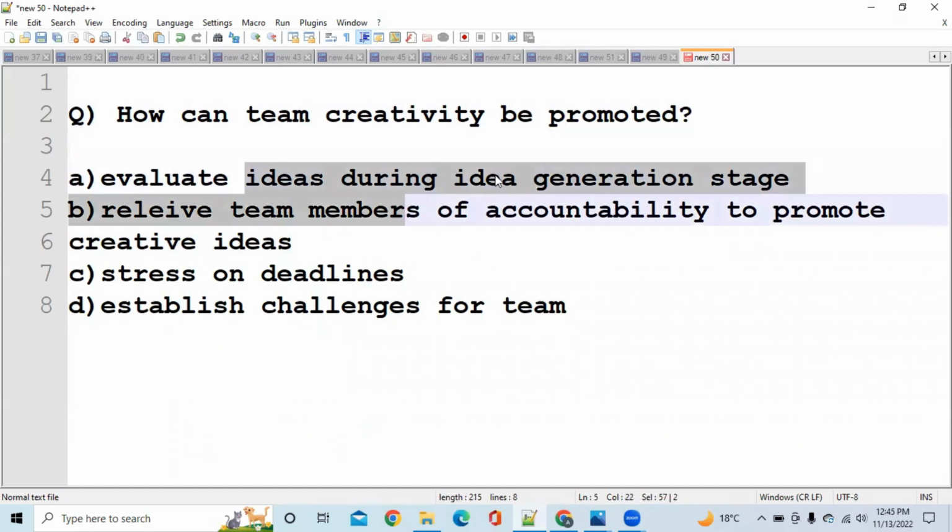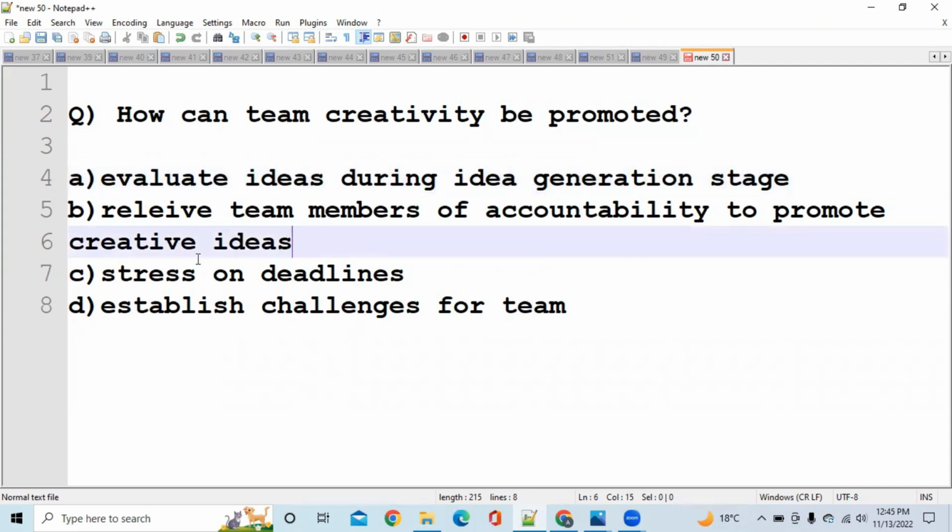How can team creativity be promoted? Evaluate ideas during idea generation phase. Relieve team members of accountability to promote creative ideas. Stress on deadlines. Establish challenges for the team. I am pausing for 5 seconds. Please answer in the comments.